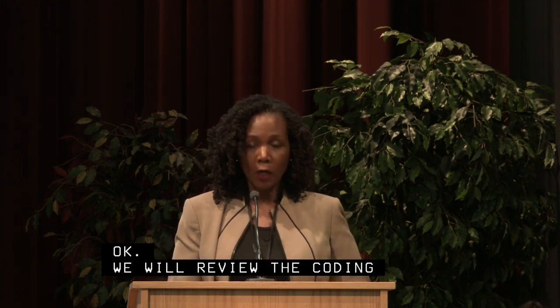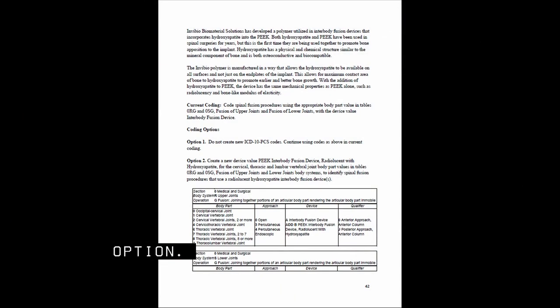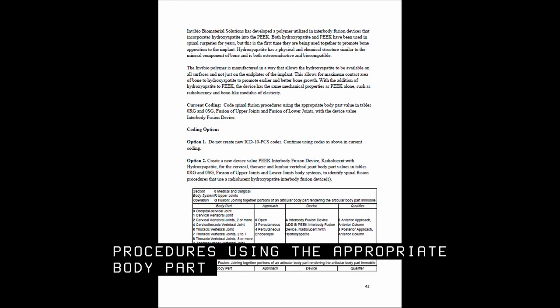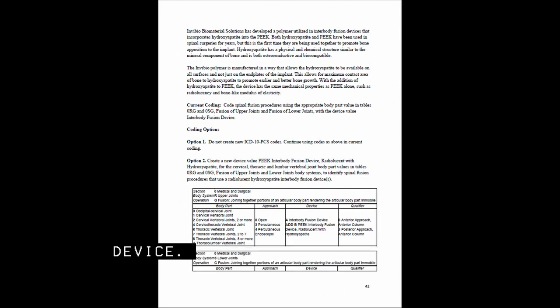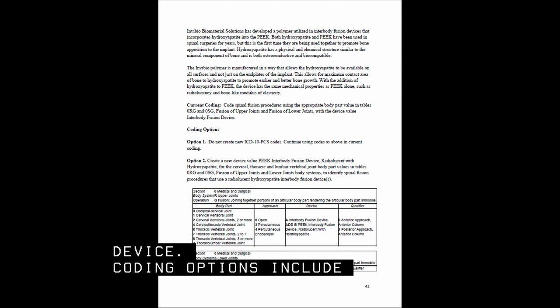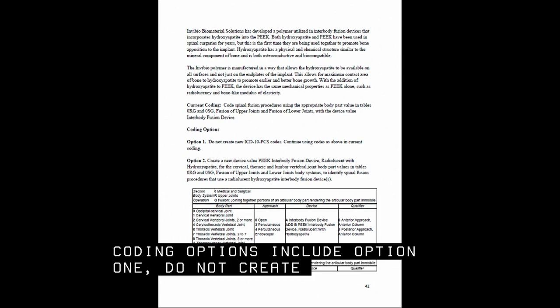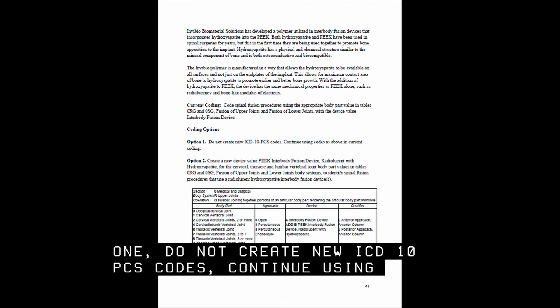Okay, so we will review the coding options, current coding and coding options. Current coding: code spinal fusion procedures using the appropriate body part value in tables 0RG and 0SG, fusion of upper joints and fusion of lower joints, with the device value interbody fusion device. Coding options include option 1: do not create new ICD-10-PCS codes. Continue using codes as above in the current coding options. And again, we're reading from page 42 in the agenda.